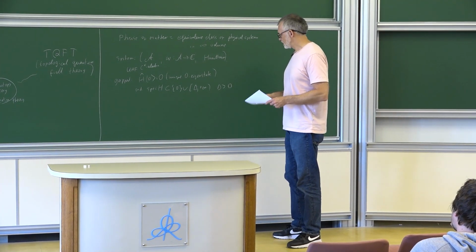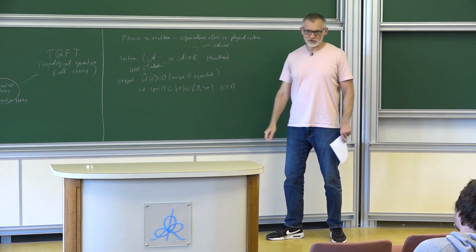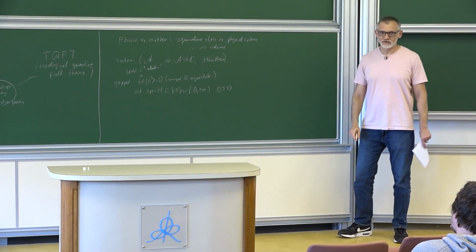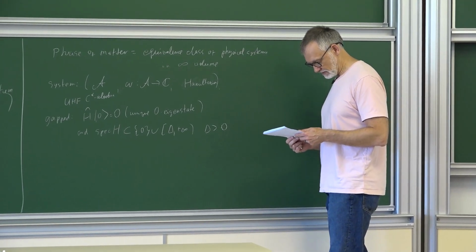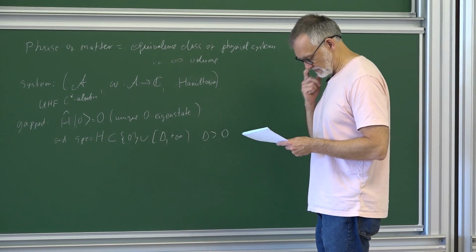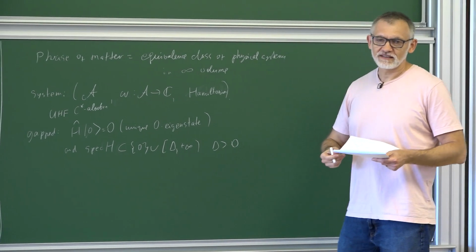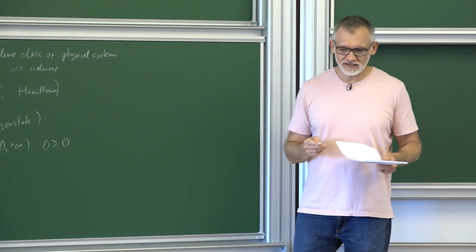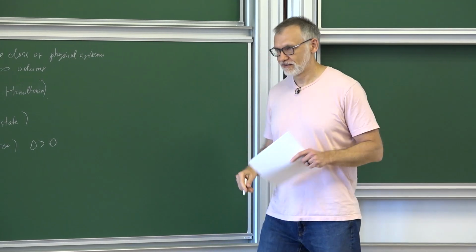Okay, so now it turns out that gapped systems have a lot more structure than generic ones, and we're going to be making use of it repeatedly. Now, what's an equivalence class? Well, it's hard to define for now, but at least one thing is clear. What is an example of a trivial equivalence class?